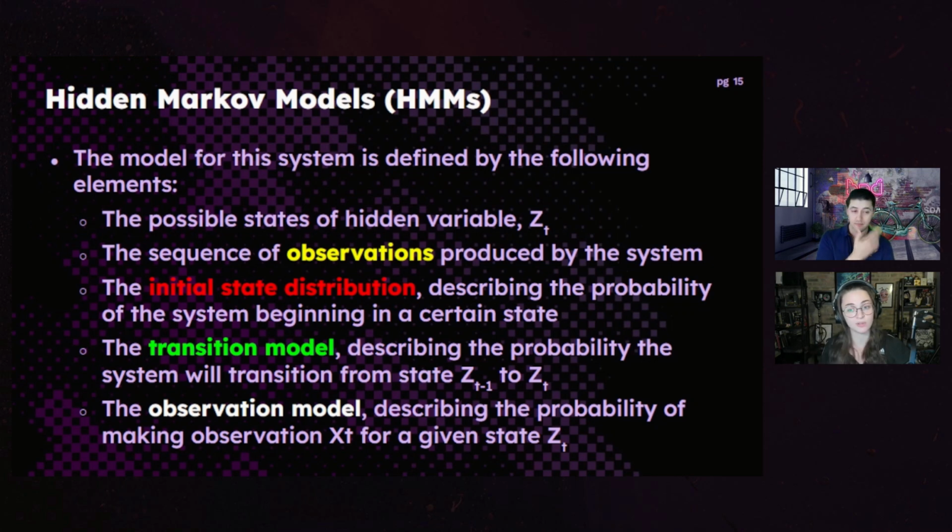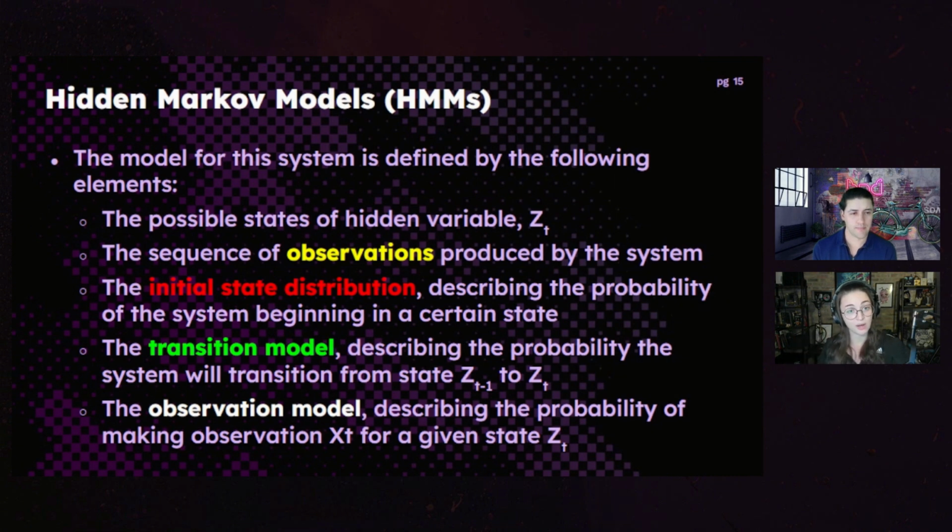But now we need our observations. We need the initial state distribution of the system, which describes the probability of the system beginning in a current state. And there are algorithms that you can use on the training data to figure that out. So this isn't something that you would really need to feed in. You really just feed in the number of states and the observations.